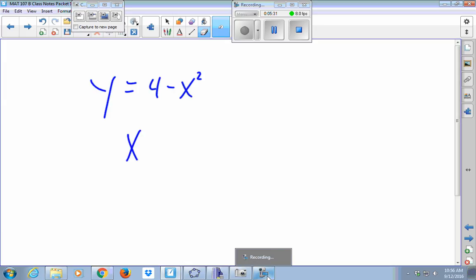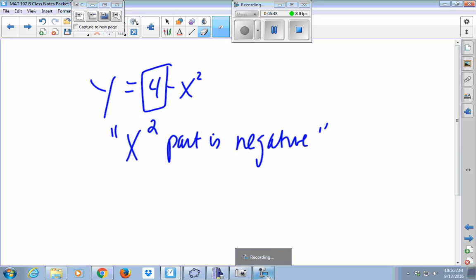So Ian says the x squared part is negative. This took my first class like 10 minutes to get out of them, so just know that we're going to be working on language. Well, remember we called the part a term, right? The pieces of an addition and subtraction problem were called terms.